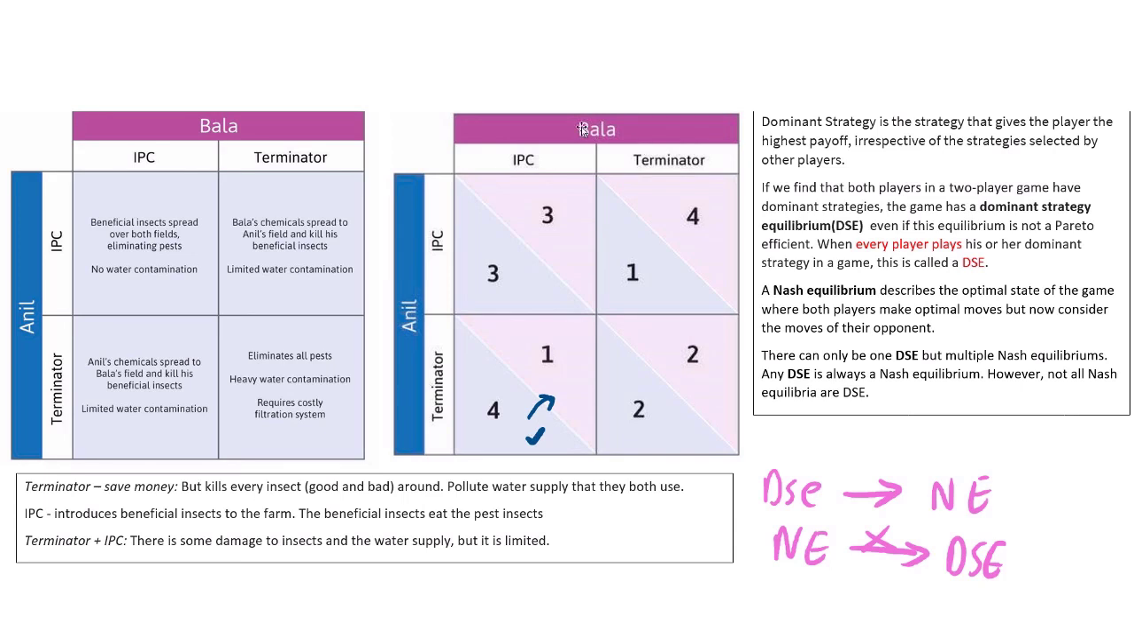So let's look at if Bala uses Terminator. If Bala uses Terminator, 1 versus 4, this is not a dominant strategy, because Anil is worse off.